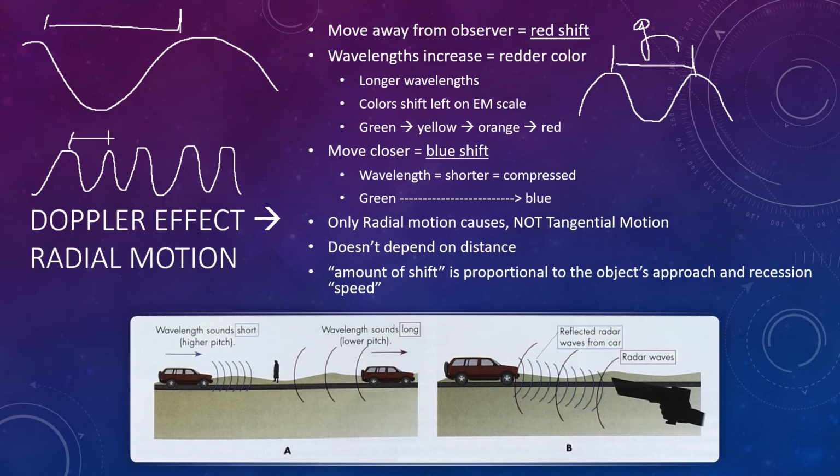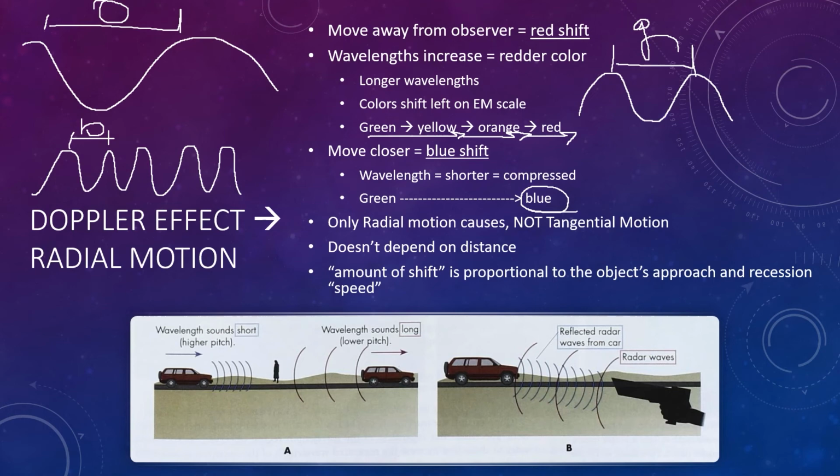As it is moving towards us, it would appear more blue. And as it is moving away from us, it may appear more orange or red. Green would become yellow, which would become orange, which would become red as the wavelength gets stretched farther and farther. And then as it gets closer and closer to us, it would appear more blue as the wavelengths are compressed.